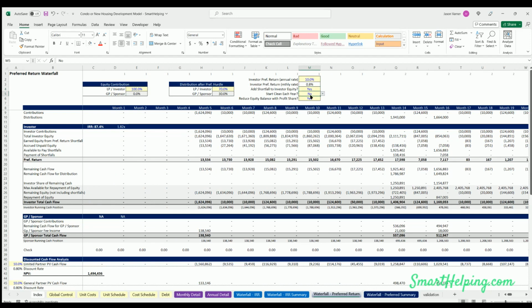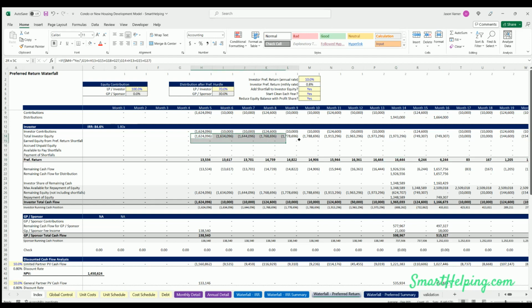Start clean each year. If we hit yes, then that means none of the shortfalls roll forward or accrue or compound or anything. It's just if there's cash available, it's distributed. If not, it's not. And you can see here the equity is only what was contributed only. And there's no accrual of these unpaid pref returns. But then when there are distributions here, the pref is paid. We have some equity repayment. And this is being split 70-30 after the pref was met for that period.